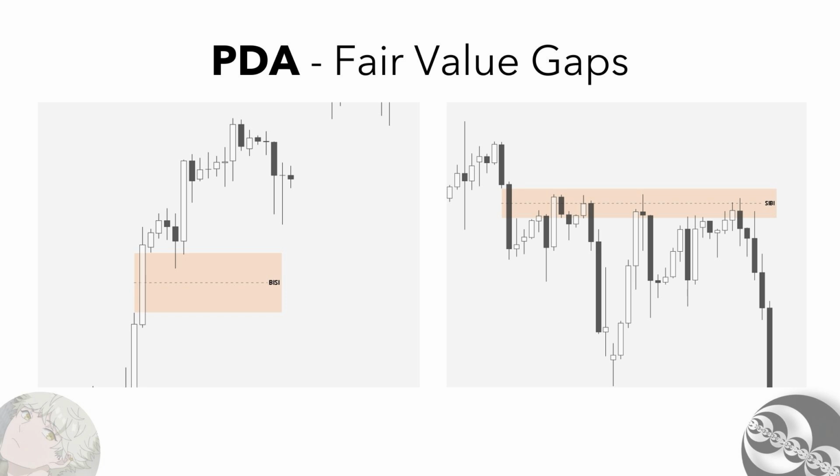These FVGs can also be used as a liquidity pool and are considered a type of IRL. This is because the market wants to be efficient, and if there's an inefficiency, it would want to revisit that price level to attain efficiency.